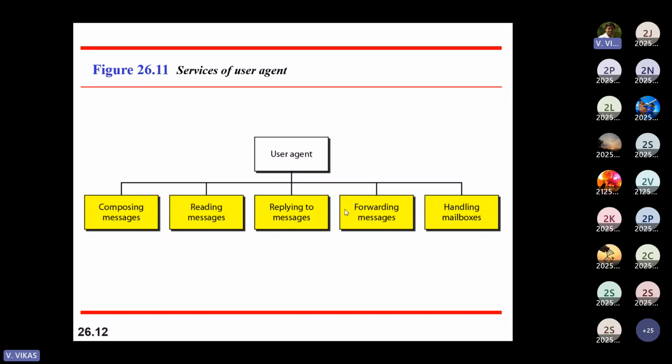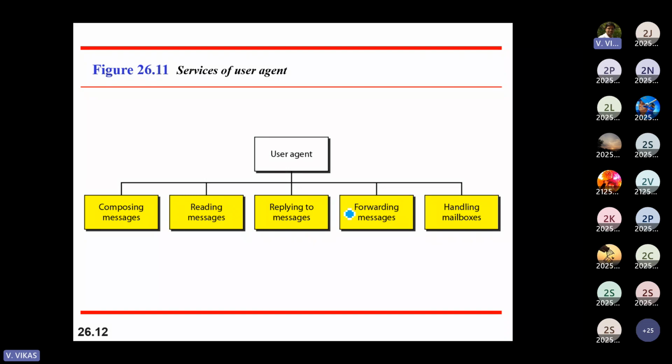Next, when we consider the user agent, what are the services it provides us? The user agent is something like a software package, which is responsible for composing the message, reading the message, replying to messages, forwarding the message, and handling the mailbox. Think about all these things: whenever I open Gmail and want to create a new one, I click on compose, right? So the user agent is helping us in composing a mail.